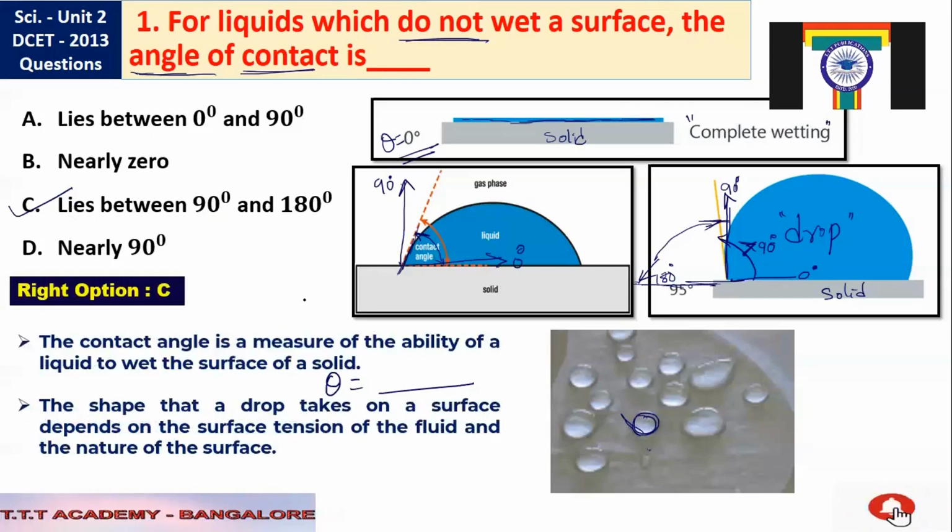So that is the concept with respect to the angle of contact. The same thing we can observe here also. It means that the angle of contact measures the ability of a liquid to wet a solid surface. The angle of contact majorly depends upon the surface tension of a liquid, and at the same time the nature of the surface. This is a solid surface; which type of surface it is also matters.